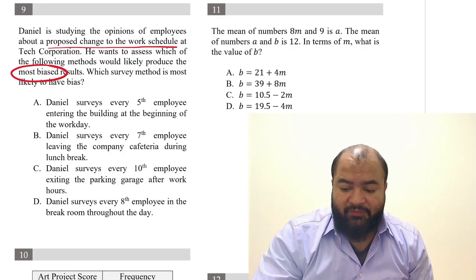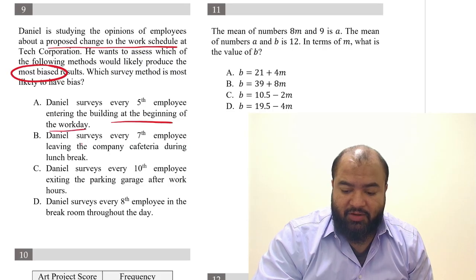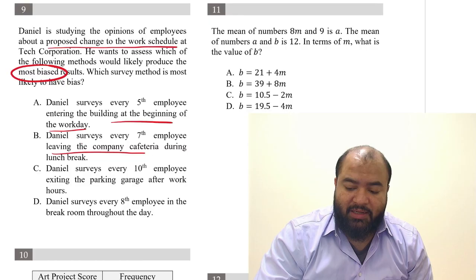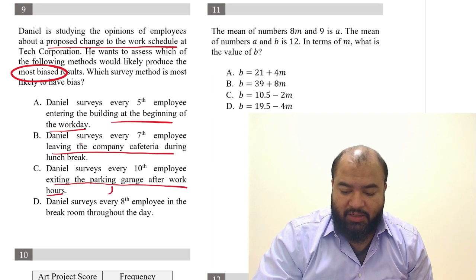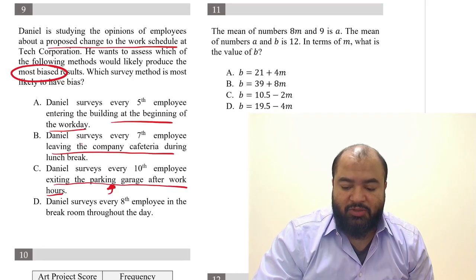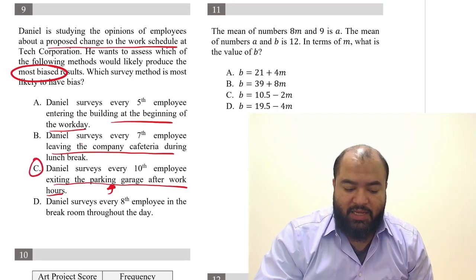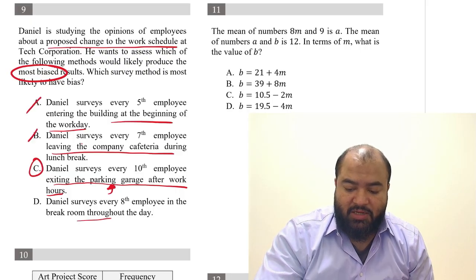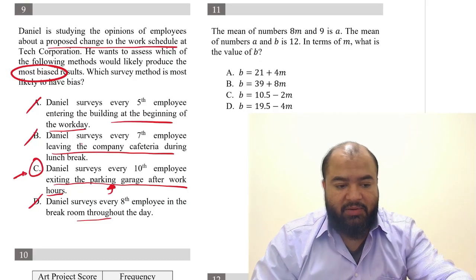So the main purpose is to propose a change to the work schedule. Now, every fifth employee entering the building at the beginning of the work day could be okay. Employees leaving the cafeteria, okay. Employees exiting the parking garage after work, okay, this could be a little biased because when they finish work, most likely they had a long day of work. Surveying them wouldn't be a good idea for keeping a neutral result. So C could be the answer. Now, Daniel surveys employees in the break room. Here, probably they're also relaxed. So in this case, the result can be wrong.